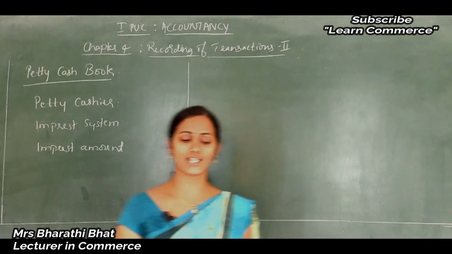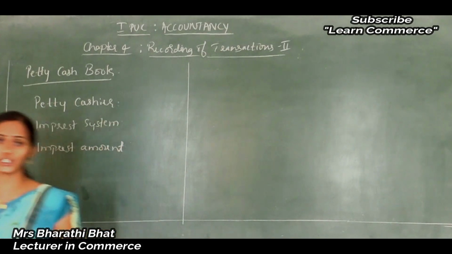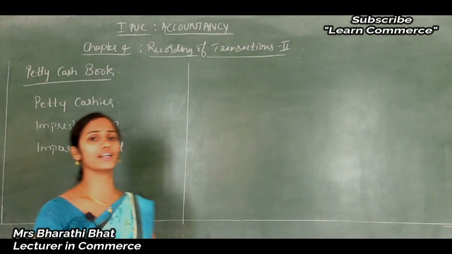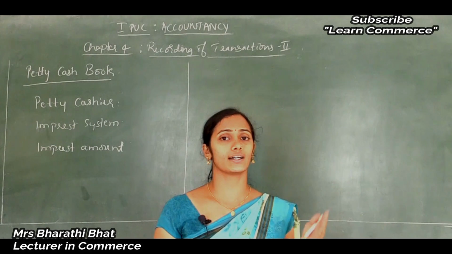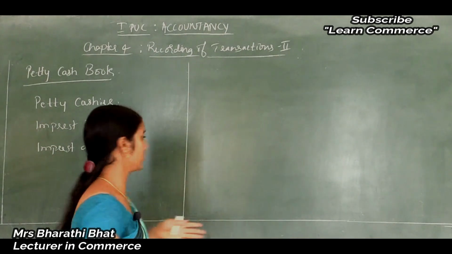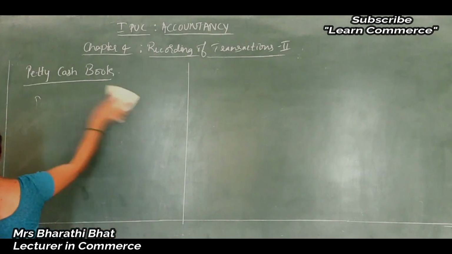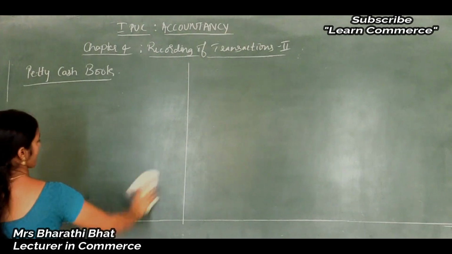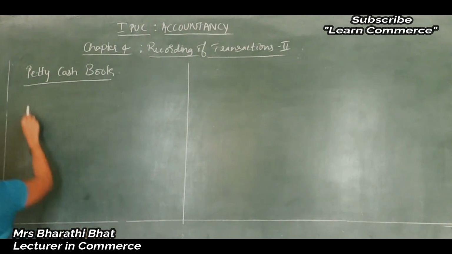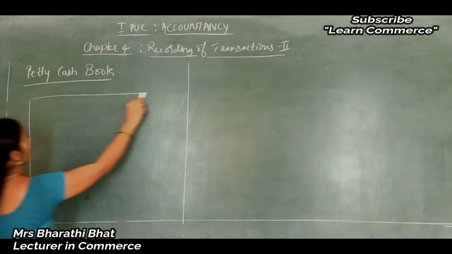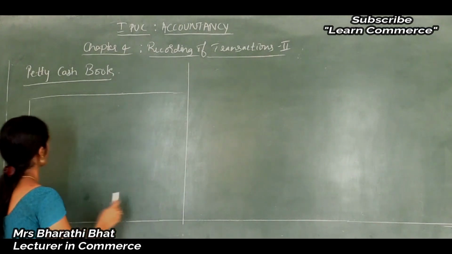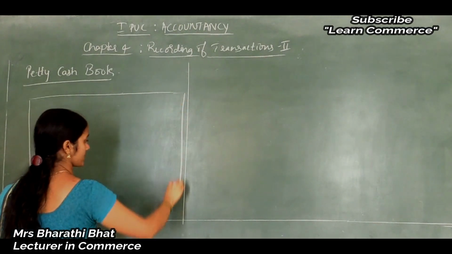And there is no set format for the petty cash book. According to the transactions, we can draw columns. Okay, but see the format of the petty cash book.